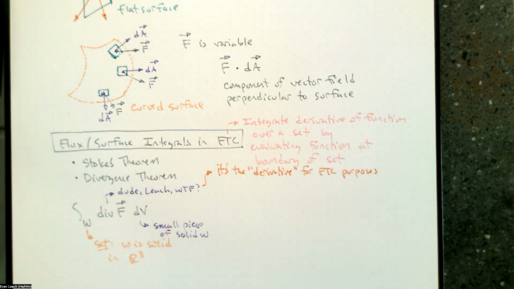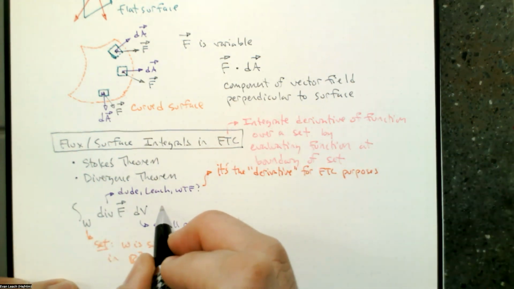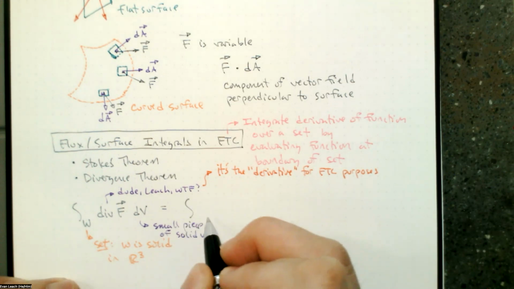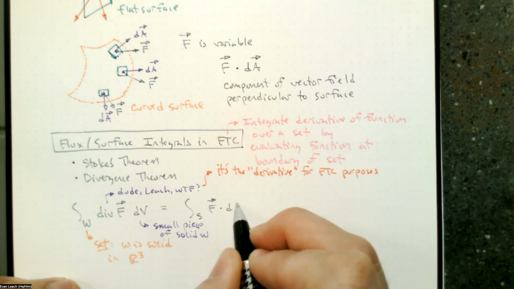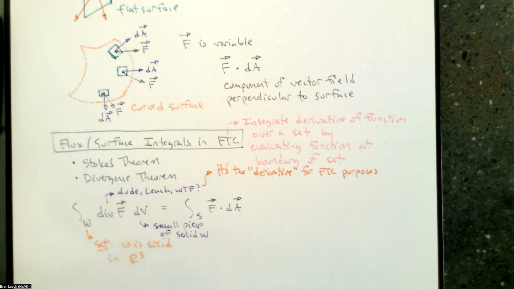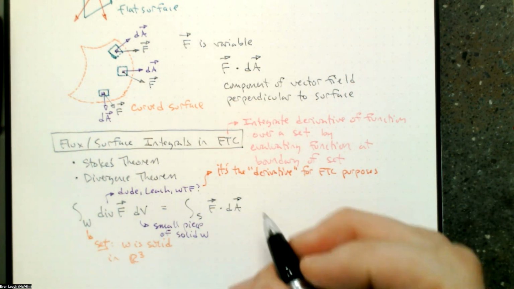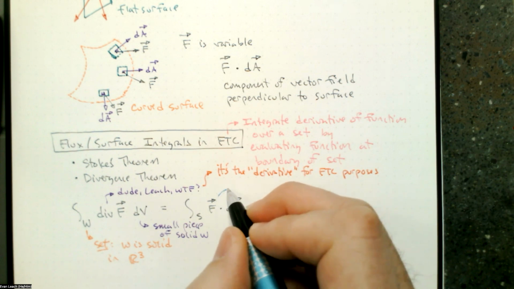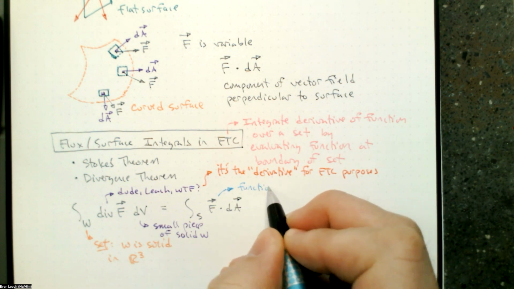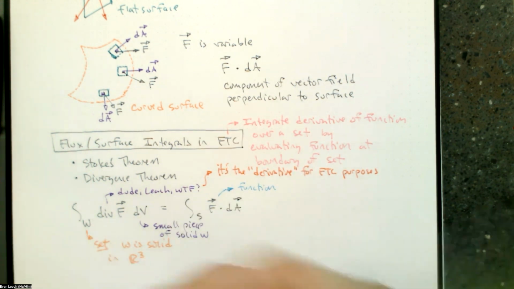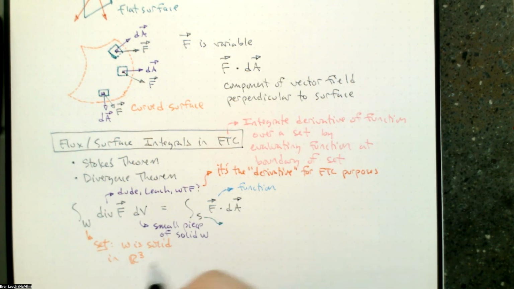So the divergence theorem says the following: if we integrate over some solid in R3 the divergence of a vector field at all those points, we can calculate this by integrating over the surface the vector field dot dA. So in this setup, F is the function, and S is the boundary, the surface that is the boundary of the solid W.